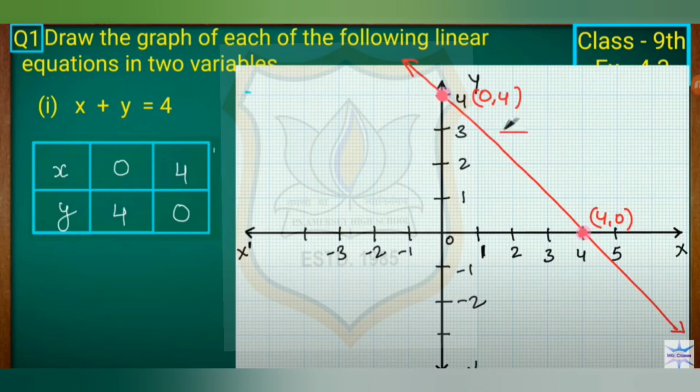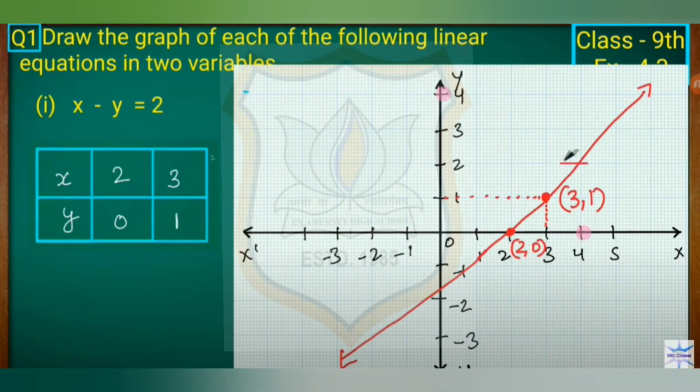Let's take another example. Next question. x minus y equals 2. If I put x equals 2, I get y equals 0. If I put x equals 3, I get y equals 1. So I got 2 points.